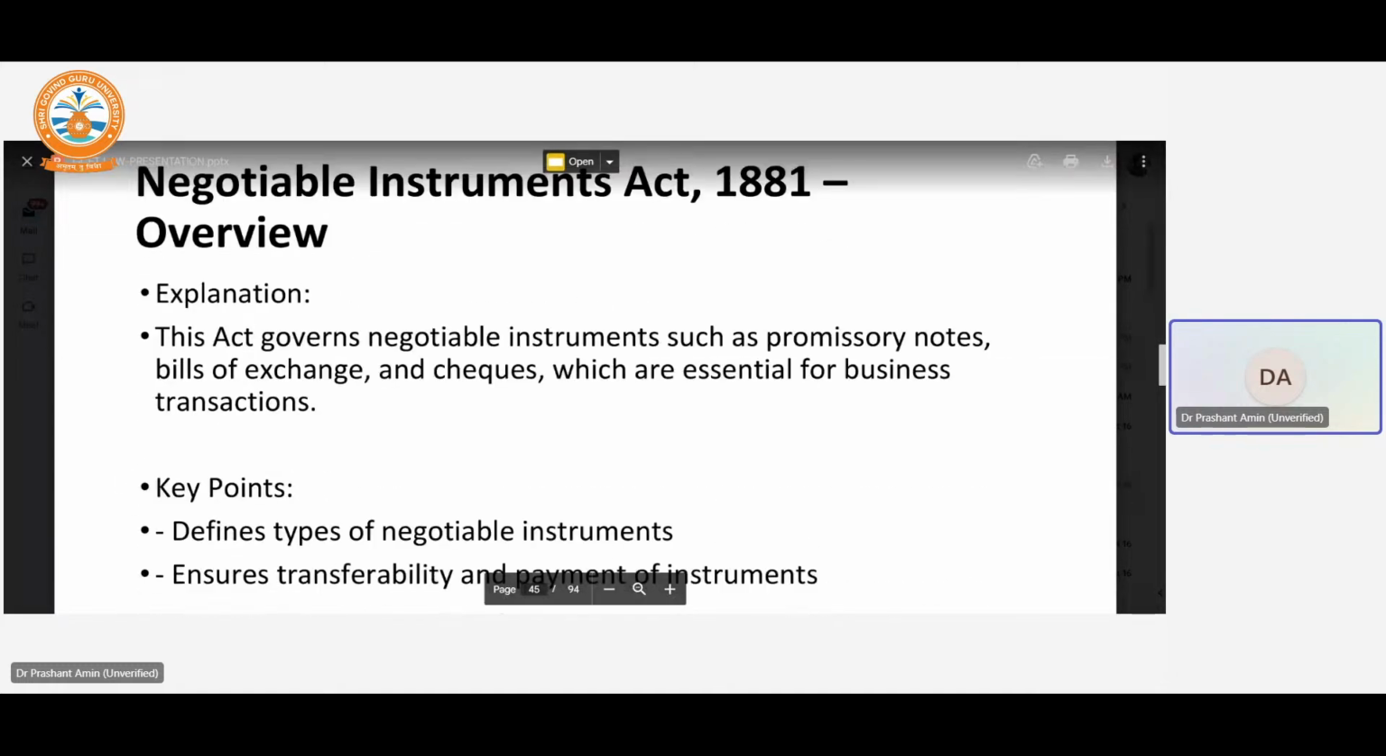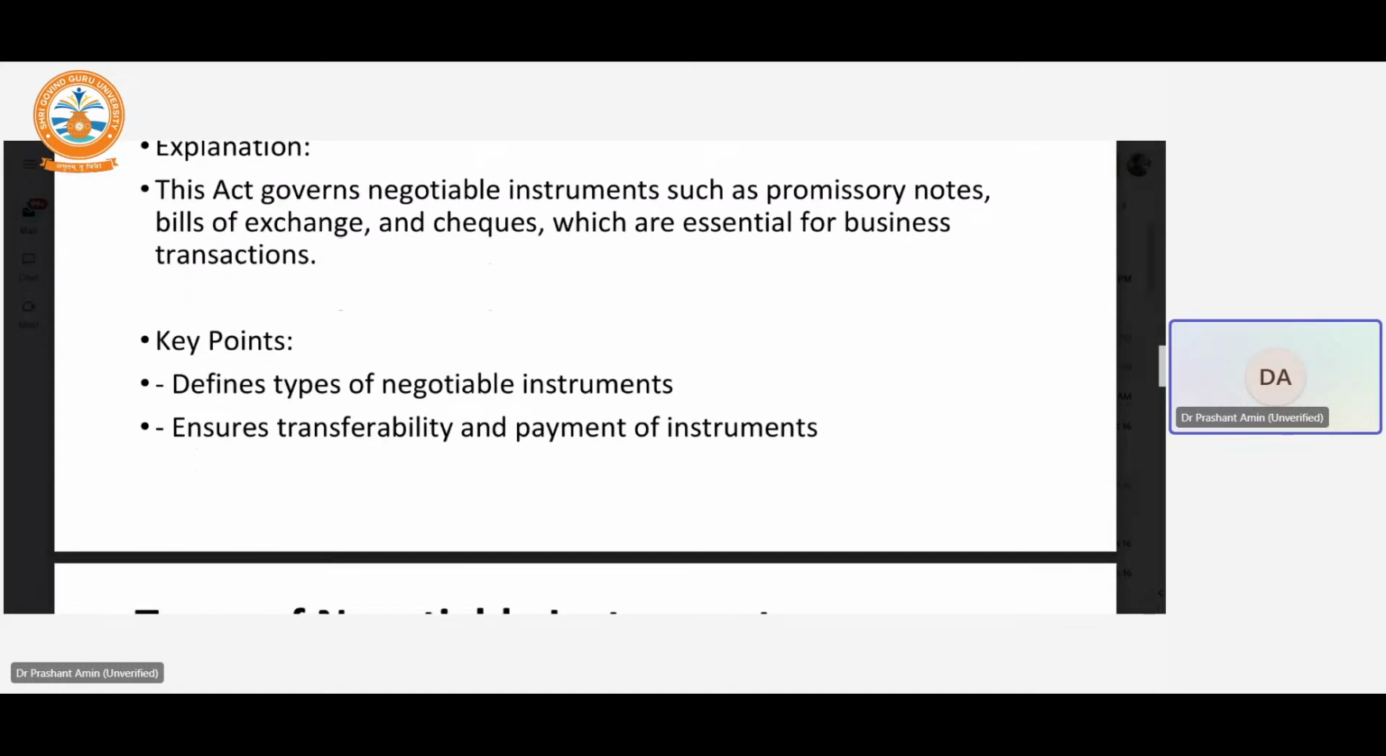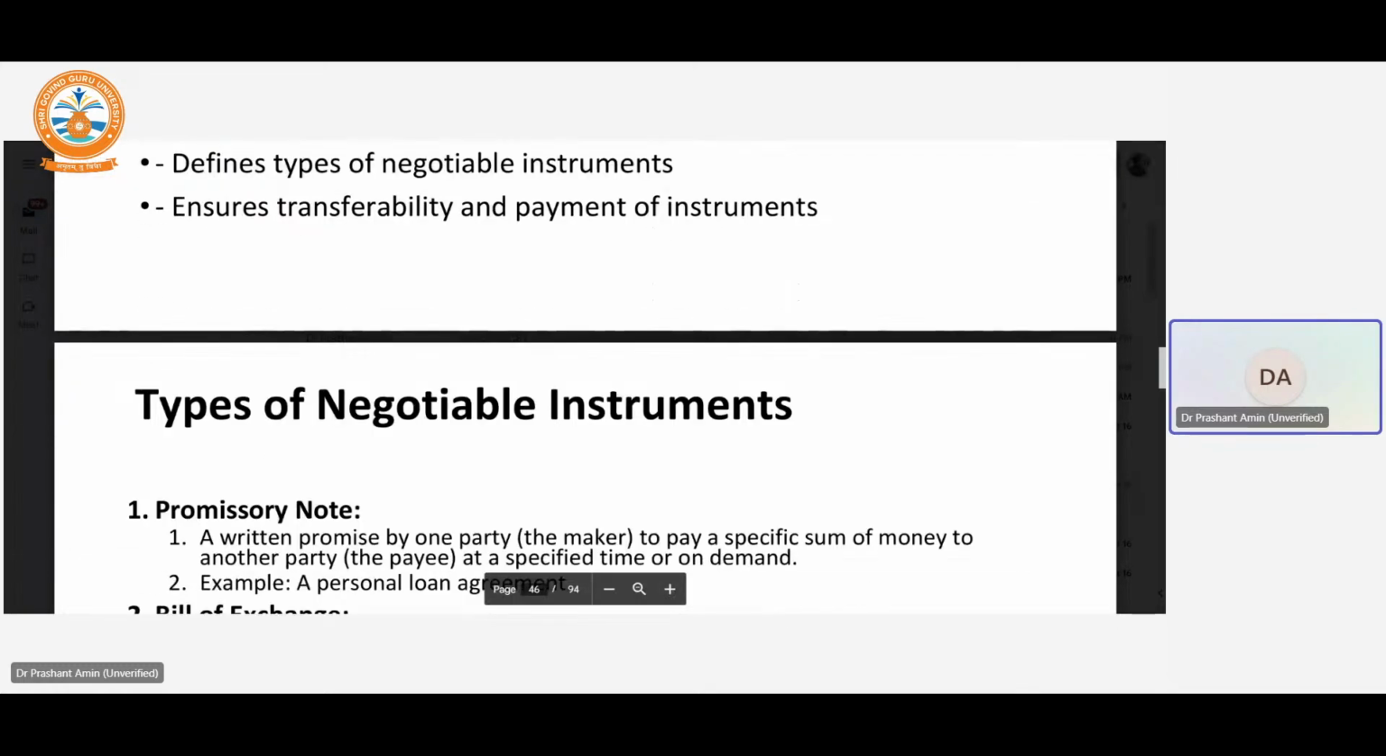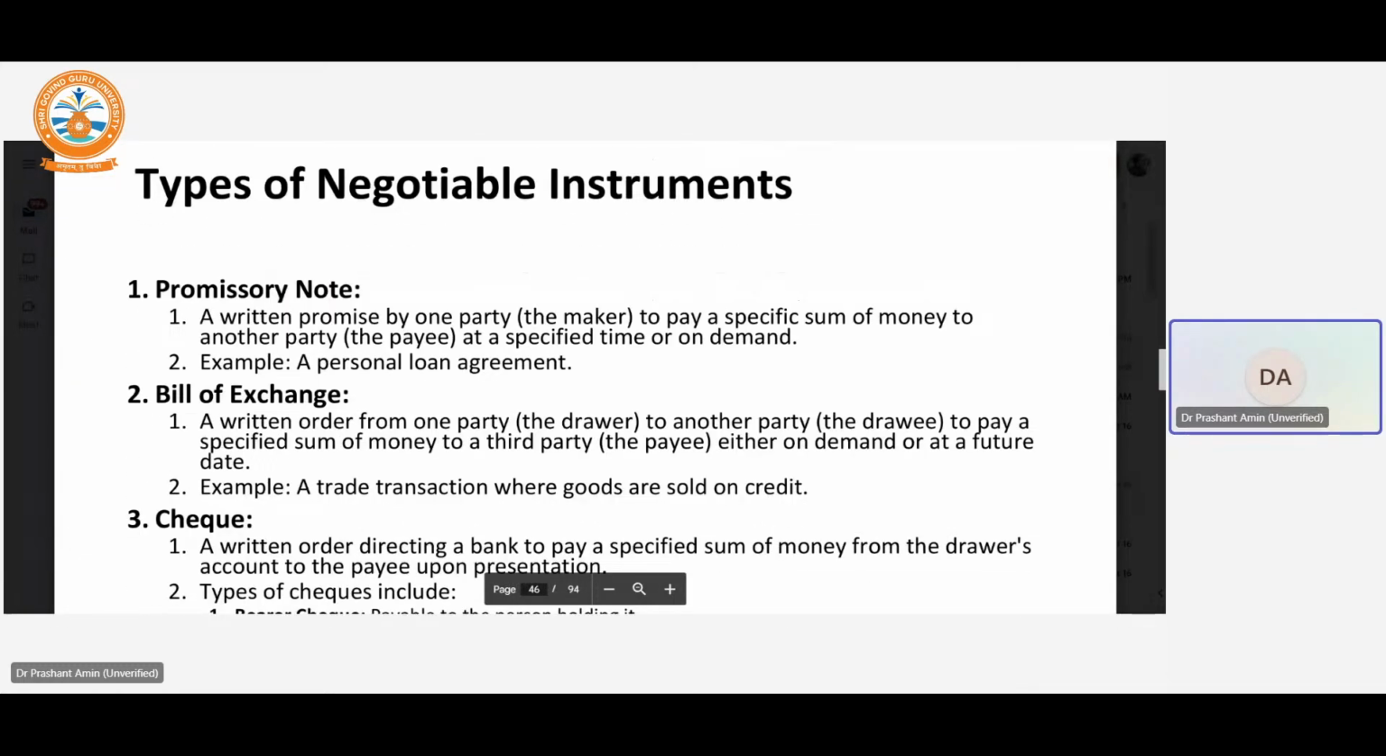Let us understand that the act governs negotiable instruments: all the promissory notes, all the bills of exchange and the checks, which are essential for business transactions. What are the key points in the Negotiable Instruments Act? It defines the types of negotiable instruments and ensures the transferability and payment of the instrument. Now let us understand the types of negotiable instruments.